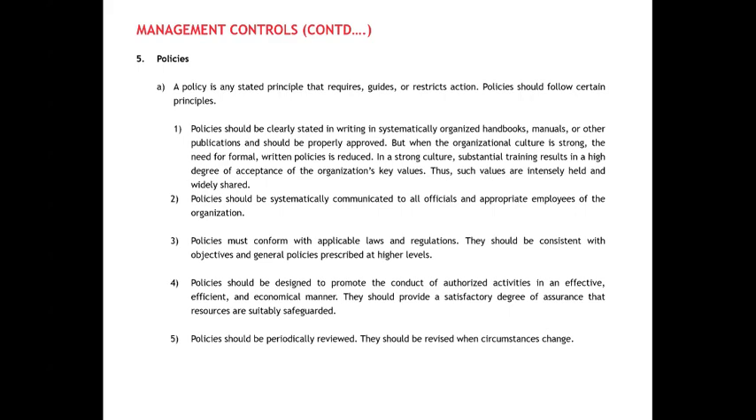Policies must conform with applicable laws and regulations. So if they have policies and all, just see whether there are any deficiencies or areas or gaps in the policy. Because policy means, you have to look at every aspect.